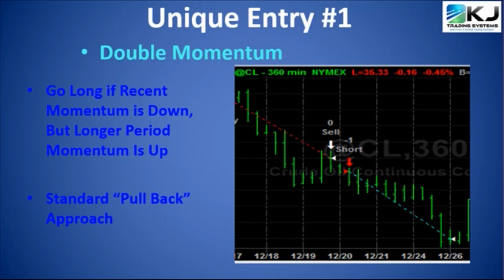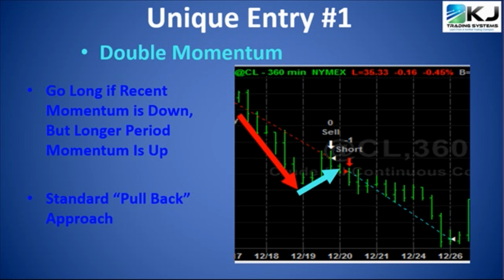It's just a simple double momentum where there's a long-term trend, let's say it's down, and then there's a pullback that goes up, and then you enter short. And of course, it's vice versa for longs. This is just a standard pullback approach, so there's nothing really unique about this. But let's add a twist to it.